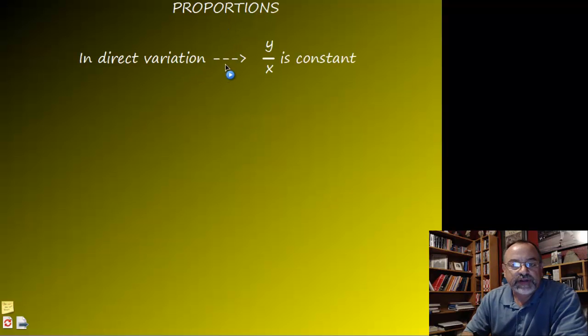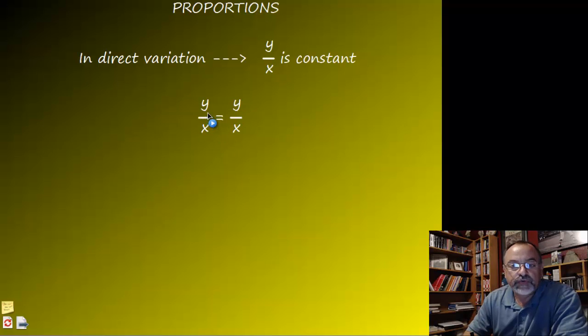Now, in a direct variation, we know that y over x is constant. So for every ordered pair, if you put y value over its corresponding x value, you're going to get the same number. So if you're given two y values and one x value, you can figure that out by setting up a proportion, meaning that every y over its corresponding x is equal to every other y over its corresponding x. So you have a proportion here.